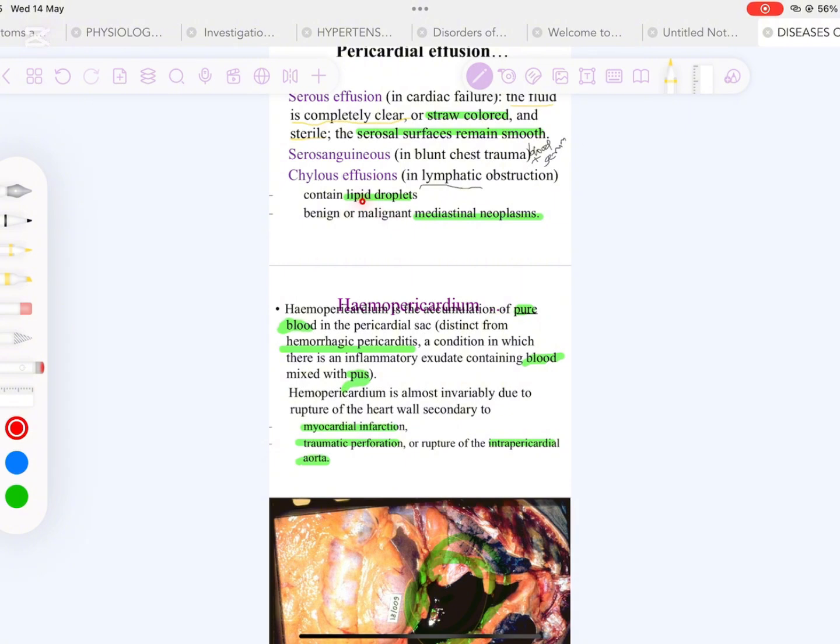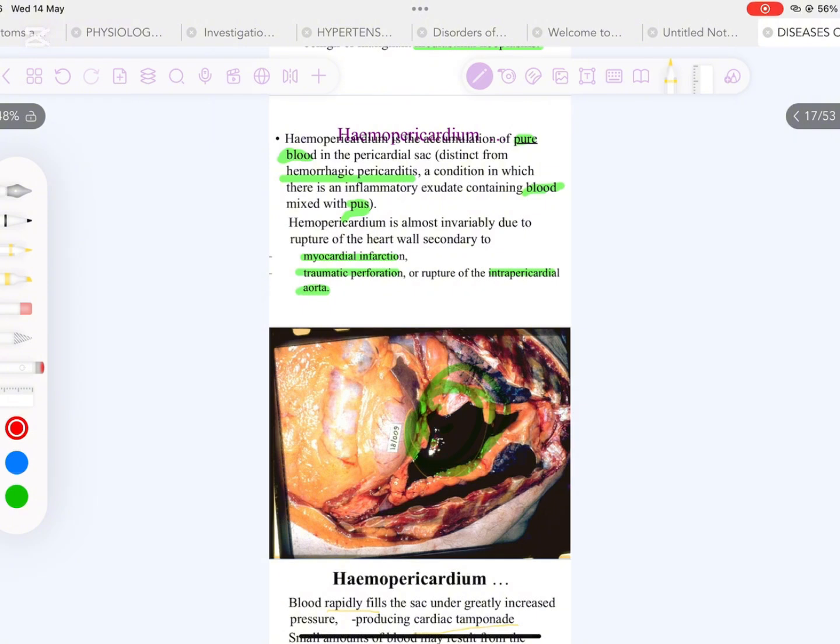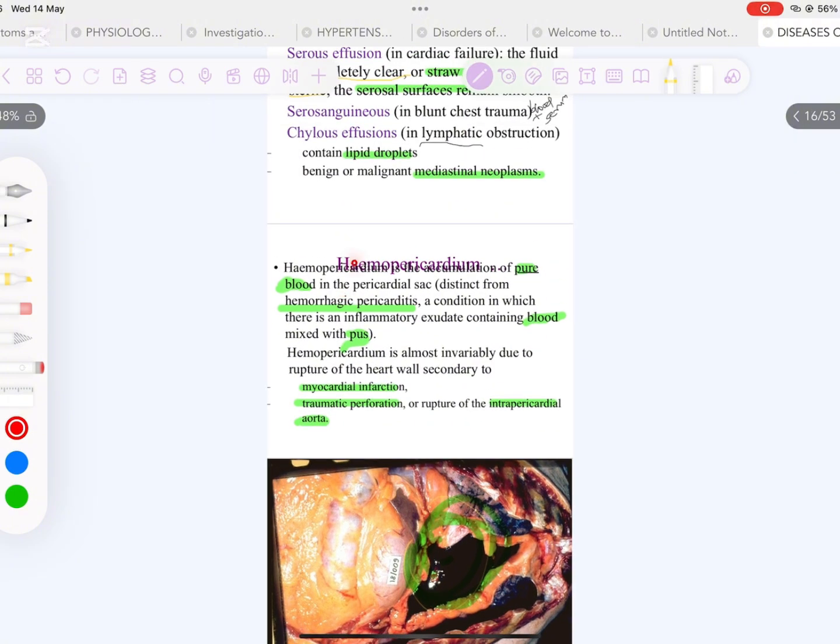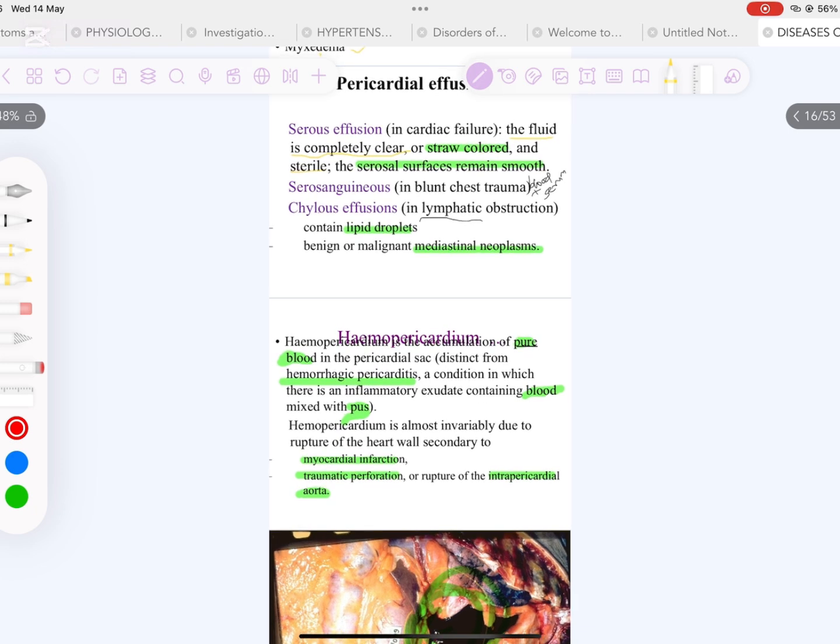The word chyle refers to lipid droplets, like during metabolism of lipids in the stomach, right? So you see that in lymphatic obstruction, because the lymphatic drainage drains out excess fluid and lipids and so on, right? So chylous effusions, you see when there's a lymphatic obstruction and it drains into that pericardial space. Okay. And then we can also see hemopericardium, which is only blood. I don't know if you guys understand.